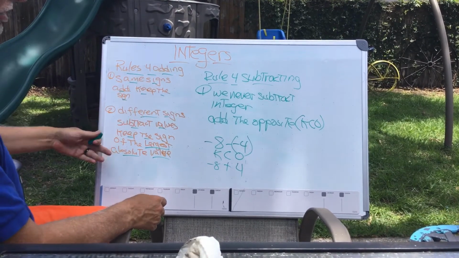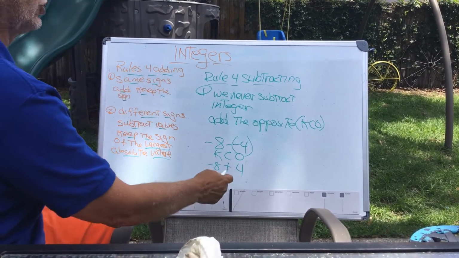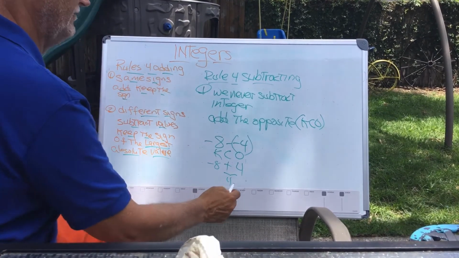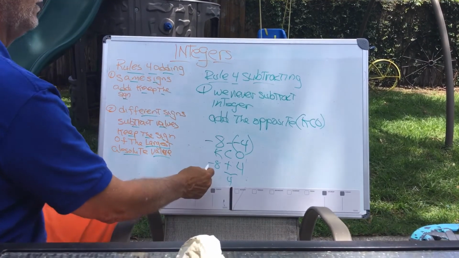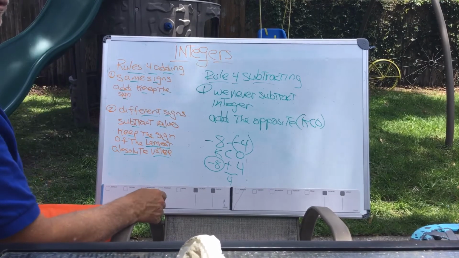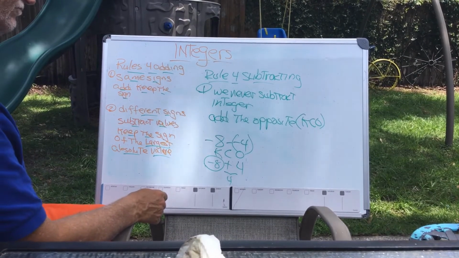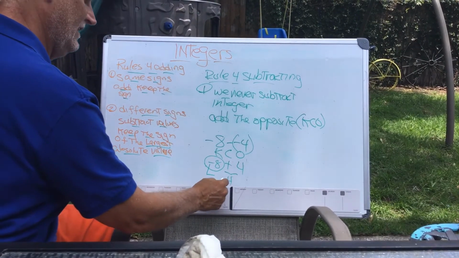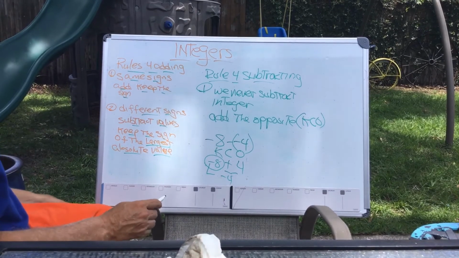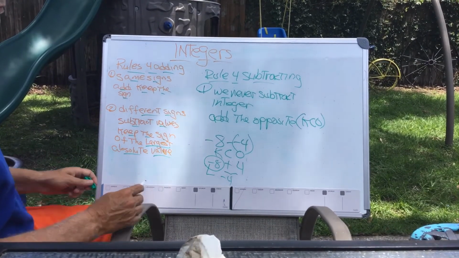That's this rule here. Different signs. So we subtract our values. We end up with 4. Here's the largest absolute value. That's an 8. And the sign of that 8 is a negative. So my answer is a -4.